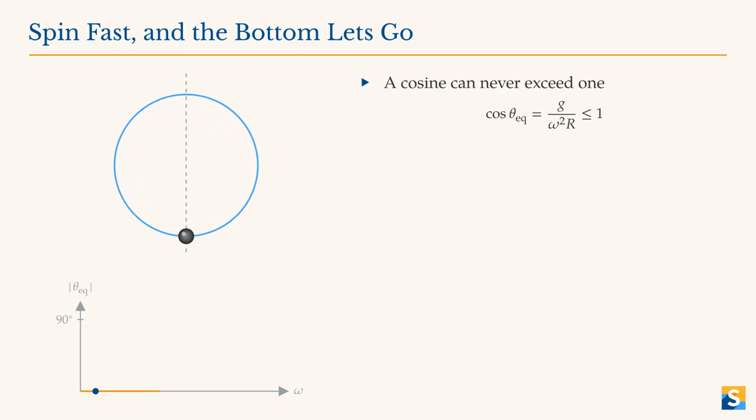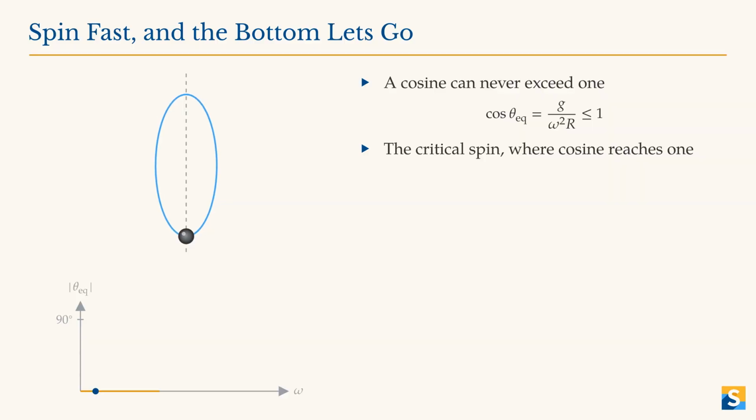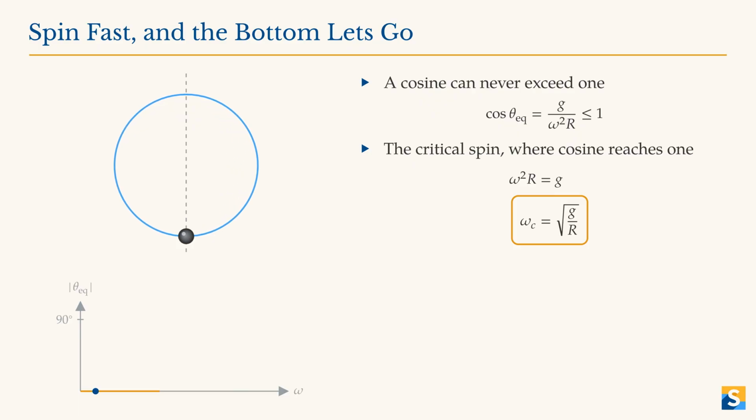That threshold is the critical spin, omega c, the square root of g over r. Put in a 1 meter hoop and omega c is about 3 radians per second. That is half a turn every second, a lazy twirl you could give it by hand. Below that, the bead sleeps at the bottom. At the threshold, the bottom begins to tremble. Above it, something genuinely new happens.